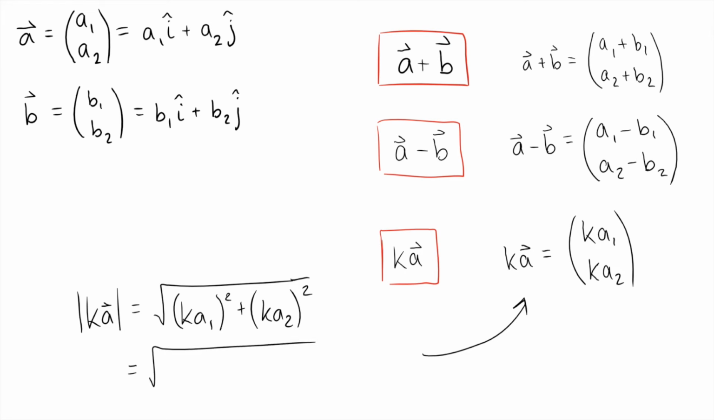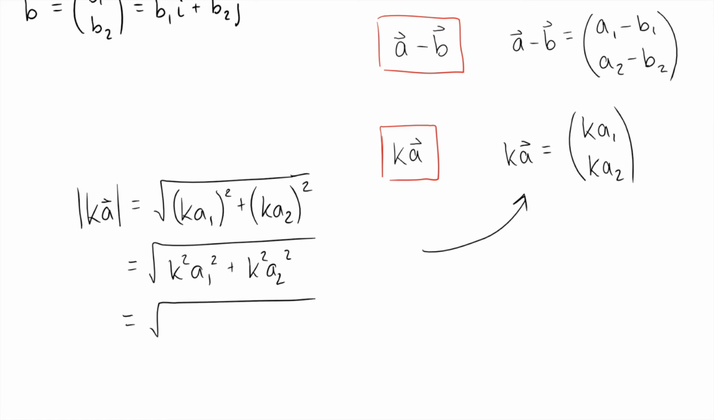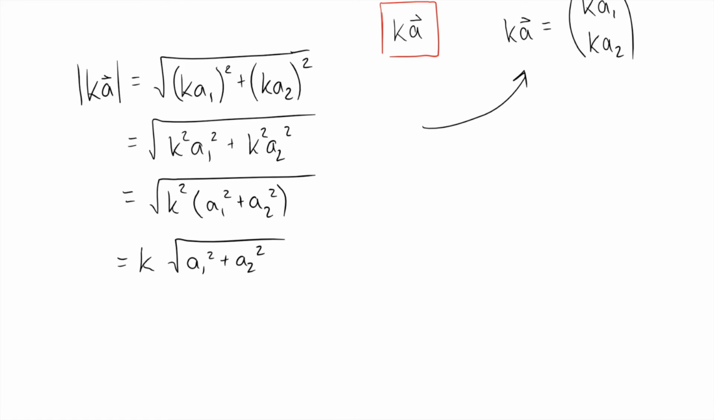And so if I work this out, I have k squared a1 squared plus k squared a2 squared. Here I can factor out a k squared, and once I've factored out that k squared, I can square root it. So I have k times the square root of a1 squared plus a2 squared. So that part on the right is just the magnitude of the original vector a. And so you can see here then, based on what I've worked through, that by multiplying the components by whatever scalar multiple I wanted to use, I am actually changing the magnitude of the vector by that amount. I'm scaling it up or down based on that quantity.